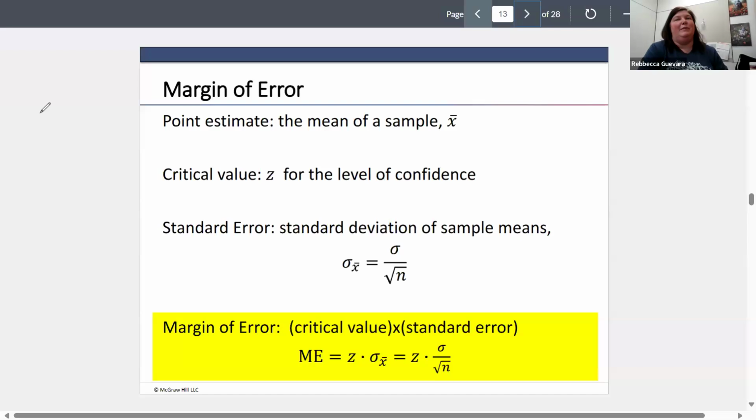Okay, so let's make this a little more concise. The point estimate is the mean of a sample, x bar. Your critical value is the z for the confidence level. Your standard error is also considered your standard deviation of sample means, and that's sigma sub x bar, which is equal to sigma divided by the square root of n. So your margin of error is going to be your critical value times your standard error: the z-score times the standard deviation of sample means, or z times the population standard deviation divided by the square root of the sample size.